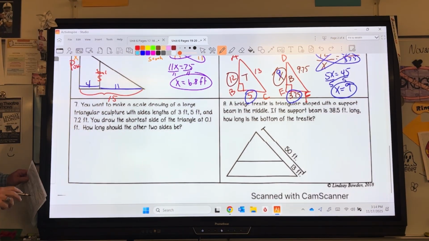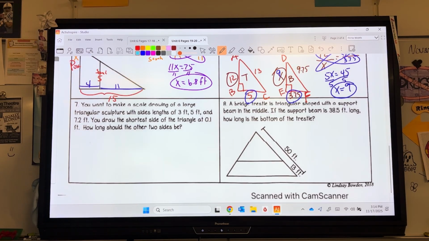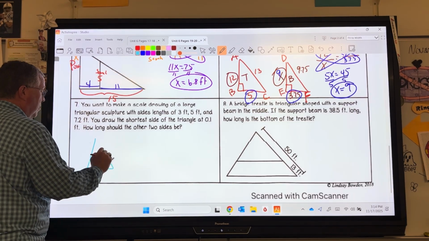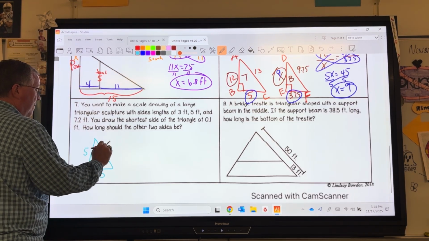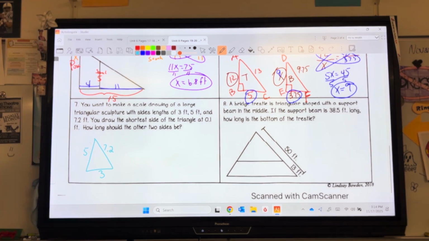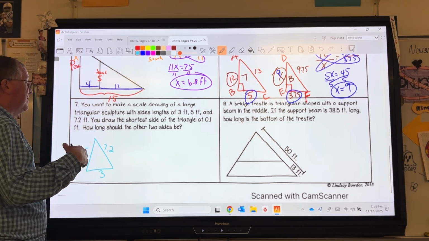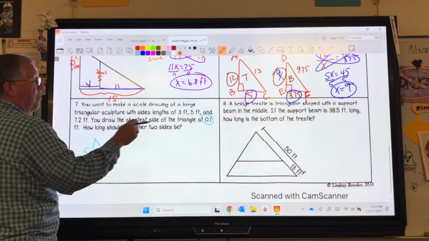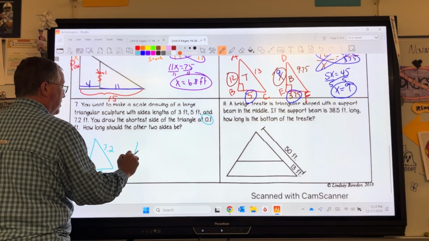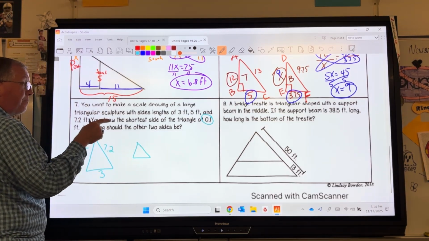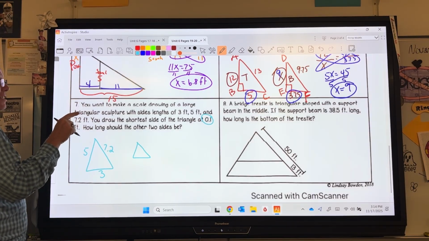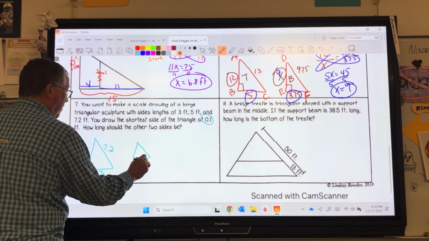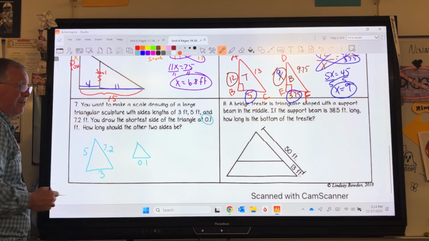Next one. You want to make a scale drawing of a large triangular sculpture with sides 3, 5, and 7.2. So we have a large triangle sculpture, 3, 5, 7.2. Listen, it doesn't have to be perfect, I get that. We're going to do a scale drawing. Notice that in my scale drawing the shortest side is going to be 0.1. That means I'm shrinking it, so I'm going to make a little bit smaller one here. My drawing says that the shortest side of my new drawing is 0.1 feet, so that's going to be down here, because this is my shortest, that's my shortest.